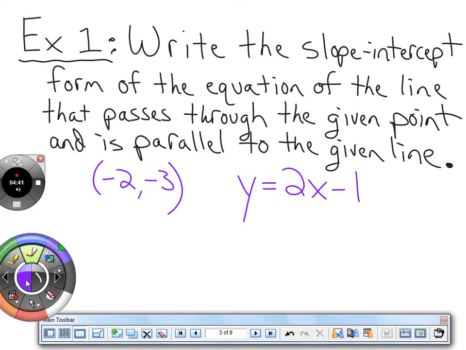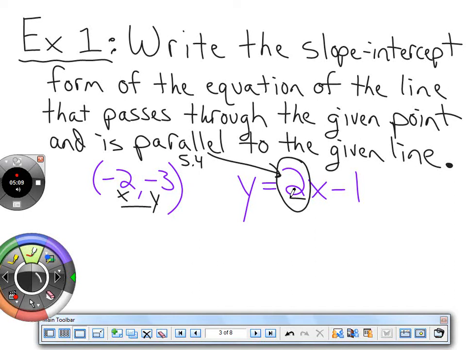Okay, the way we work these is we say, hey, we know we need a point and we need a slope. So when they tell us that our line is parallel to this particular line, we know that our slopes are the same. So we just use the slope from this equation, and then we use it in our equation, and we use this point and we write the equation of the line.